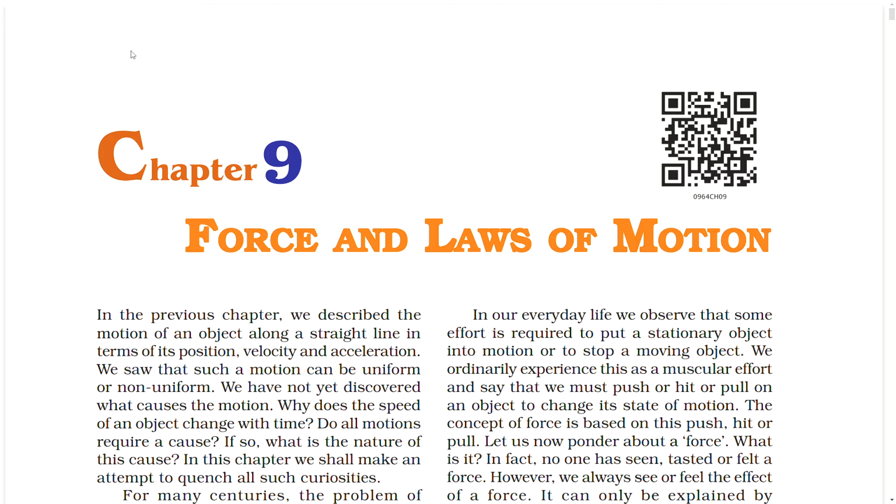Chapter 9, Force and Laws of Motion. In the previous chapter, we described the motion of an object along a straight line in terms of its position, velocity and acceleration. We saw that such a motion can be uniform or non-uniform. We have not yet discovered what causes the motion.